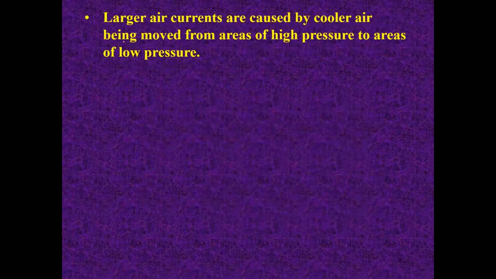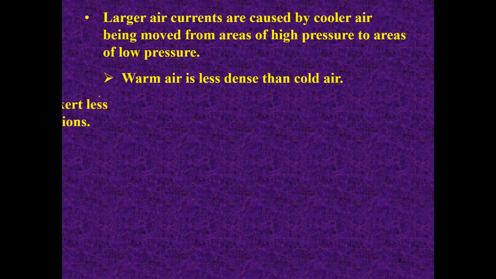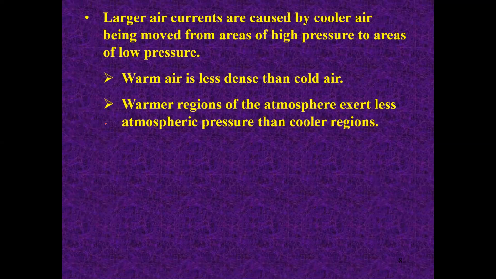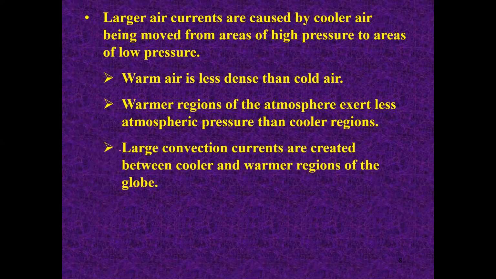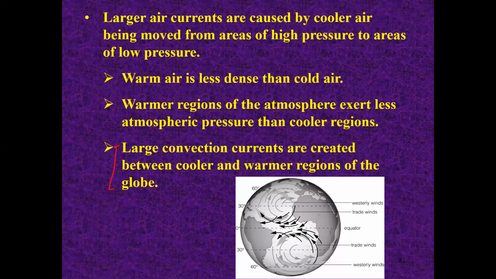Larger air currents are caused by cooler air being moved from areas of high pressure to areas of low pressure. Warm air is less dense than cold air. Warmer regions of the atmosphere exert less atmospheric pressure than cooler regions. Large convection currents are created between cooler and warmer regions of the globe. Now think about the equator being very warm. We talked about the net radiation budget. If we have an excess of heat here, it's going to rise, and then it's going to cool where there's a deficit at the poles.